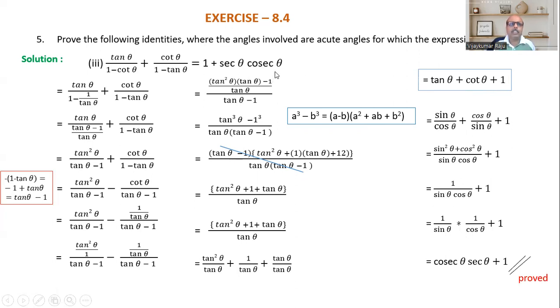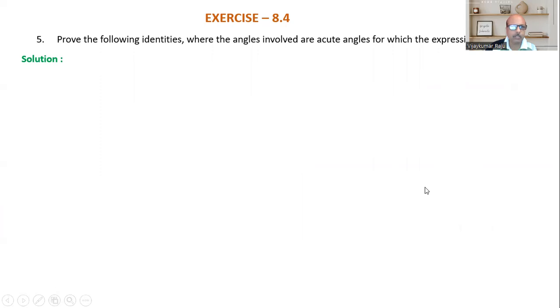So actually, in some question papers, it has ended here and they expected you to prove this much only. This much was not expected. But here is this other thing. So both the things you must be thorough with. Now let's take the next question. Fourth one.